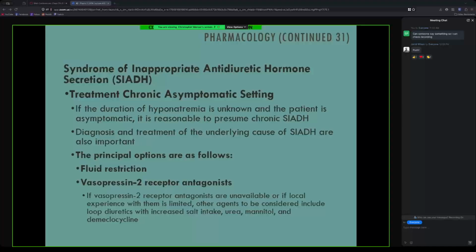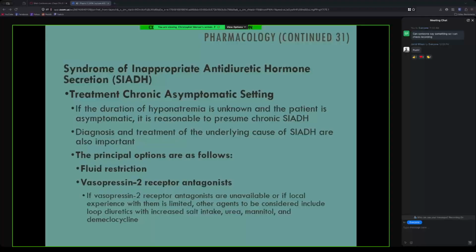So if we're reasonable to assume chronic, if it's mild symptoms and the duration is unknown, it's assumed to be longer duration. So we try to look for the diagnosis in these cases and get to the underlying cause simultaneously while we're making the corrections. So locating the tumor, right? Figuring out which drug caused the SIADH. Or what is the pulmonary or neurological process that's driving it.